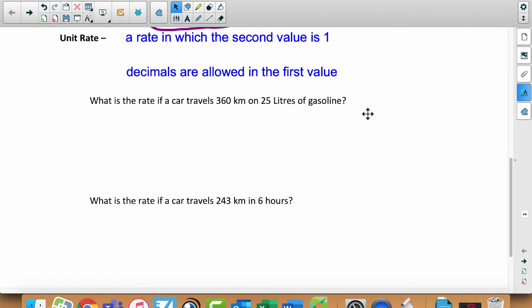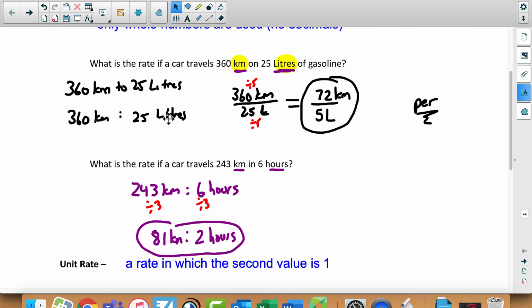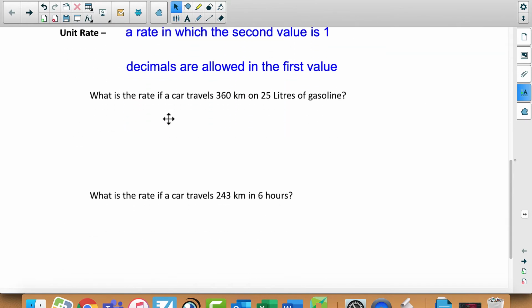So if you look now, I have the same questions as above. Actually, I've done this incorrectly because what I meant to do is write, what is the unit rate if a car travels 360 kilometers on 25 liters, and what is the unit rate if a car travels 243 kilometers in 6 hours?